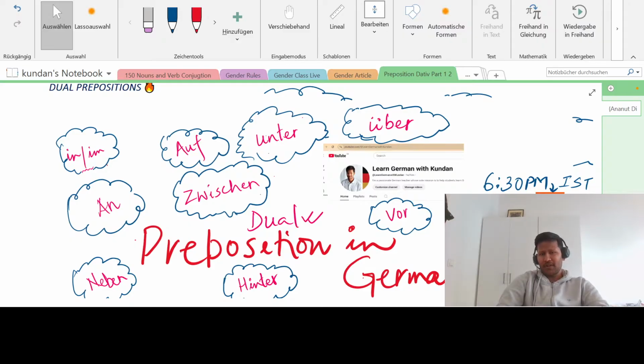Not just the intention, but there are several other things which will help you if you learn these prepositions. Meanwhile, you can post in the chat whatever you didn't understand in the last class, and we will cover those things here as well.